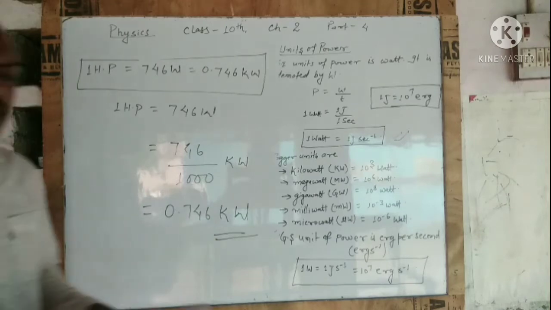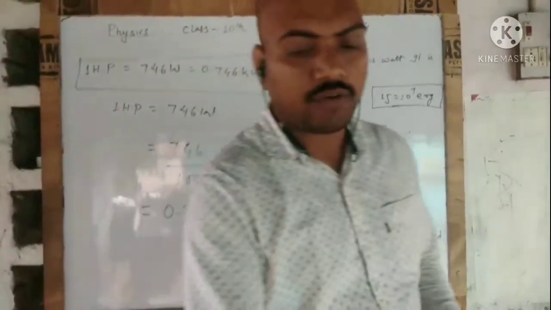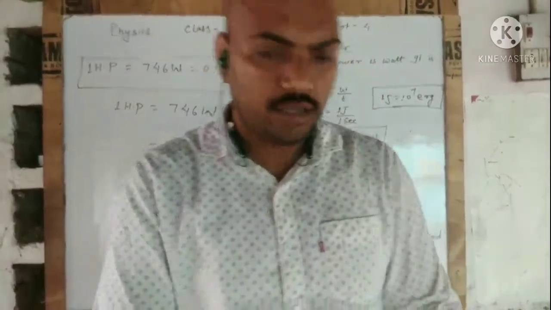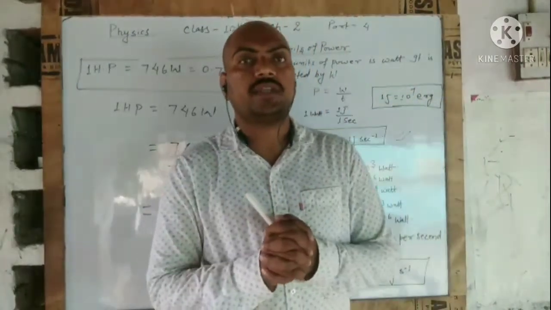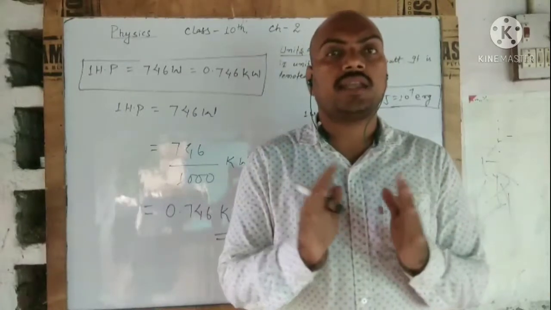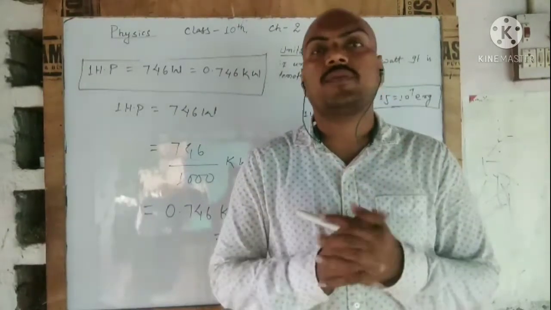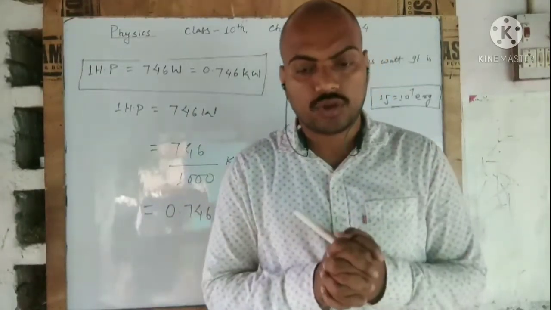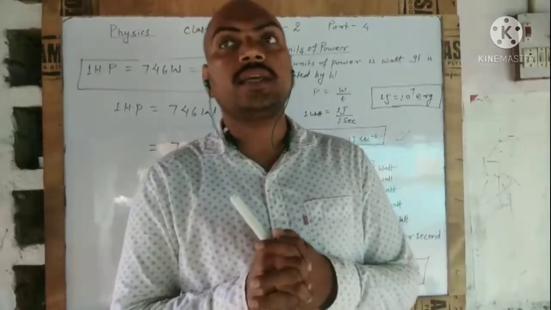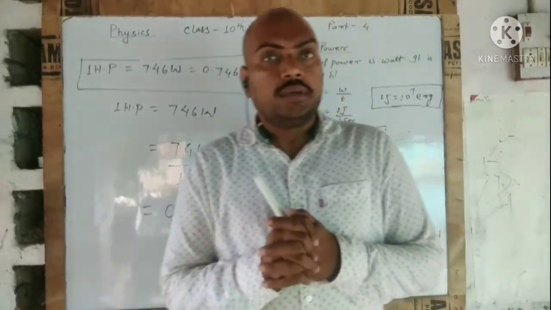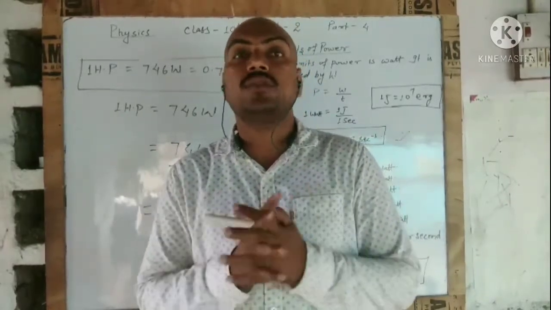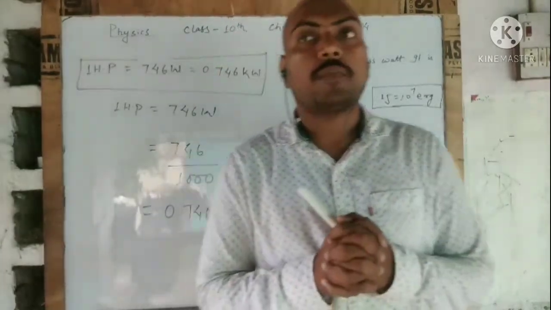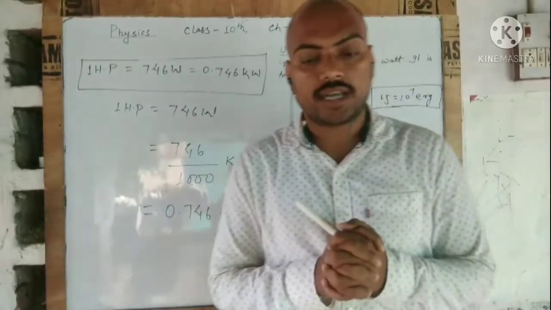Now, what is the difference between work and power? As we know, work is force into displacement in the direction of the force, where the displacement of a body is in the direction of force, while power is work done upon time. Rate of doing work is called power. So power is work upon time.